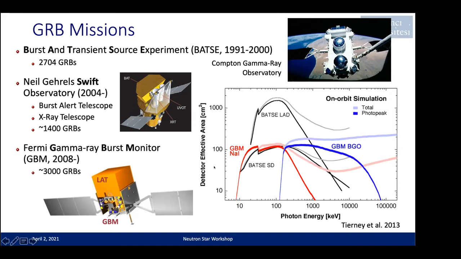So this shows the effective area, which is kind of the sensitivity of the detectors. For BATSE, for two different detectors of BATSE, that is the black curve, and it's sensitive around 100 keV. Okay. And then here, red and blue are GBM detectors. GBM has two different types of detectors, but you can see that the energy coverage is a little bit wider now compared to BATSE.